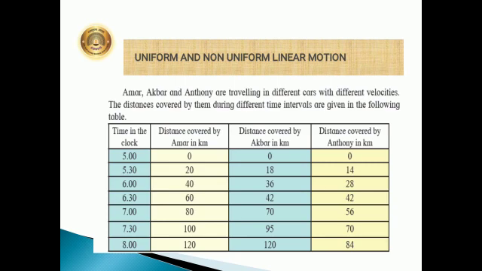Now let us answer a few questions given on page number 4 of your textbook. What is the time interval between the notings of the distances made by Amar, Akbar and Anthony? Yes, it's 30 minutes. Who has covered equal distances in equal time? Yes, Amar and Anthony. Are all the distances covered by Akbar in fixed time intervals the same? No, it is not the same.